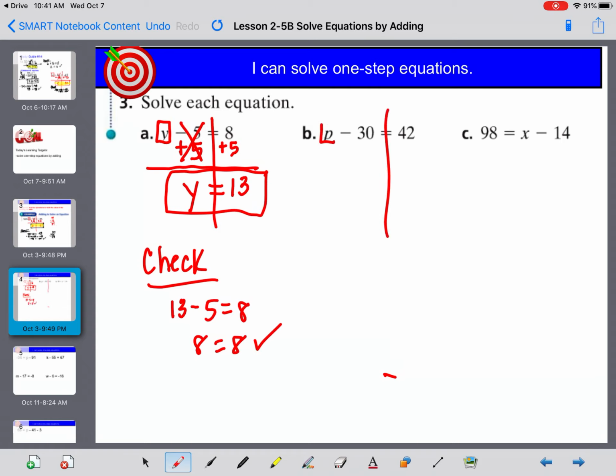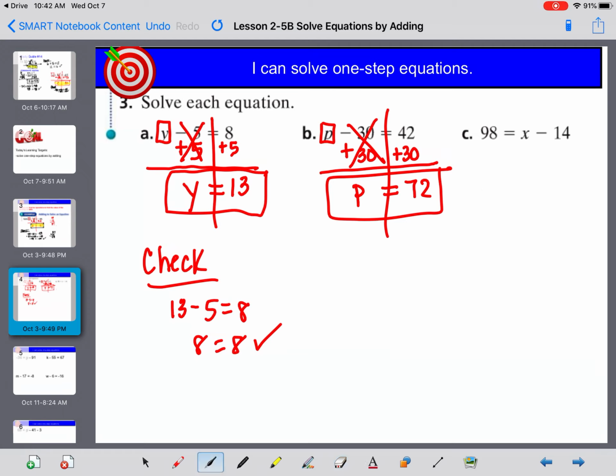The next problem, I'm trying to find out the value of p. I draw a line down my equal sign. I'm subtracting 30, so the inverse of subtraction is addition. I do exactly the same. Notice I right away wrote plus 30, plus 30. In the first one, I wrote plus 5 on both sides of that vertical line. You should be doing the same. Make sure that you've X'd it out to show that that equals 0. P equals 72.